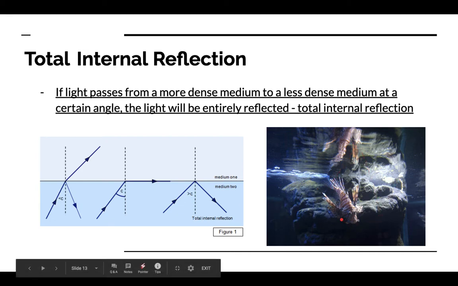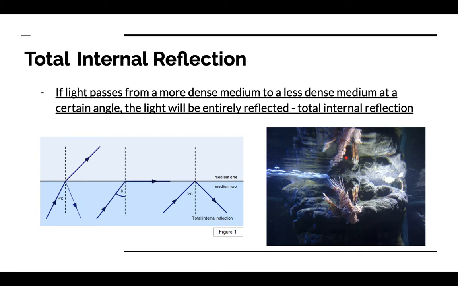All right? So if you've ever been in an aquarium and you've looked up at the top of the aquarium water, you'll notice that if you look at just the right angle, the light will be reflected out towards you. You can see the reflection of fish, and that is an example of total internal reflection.